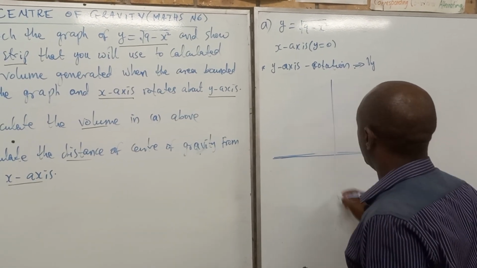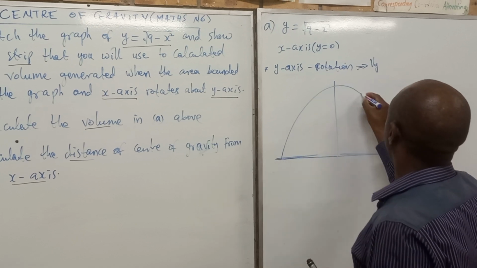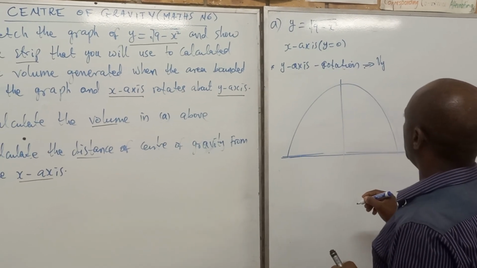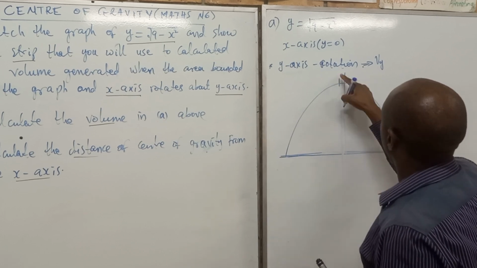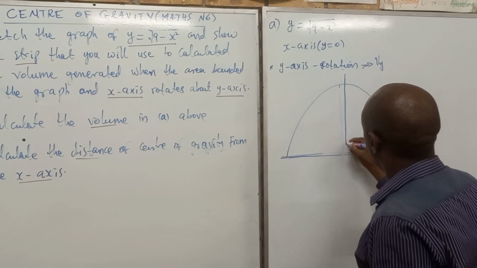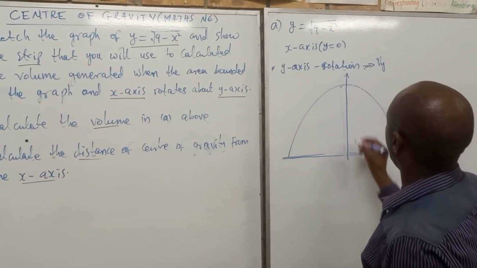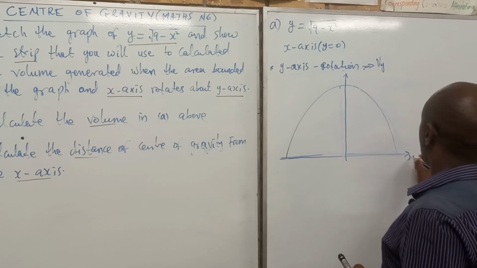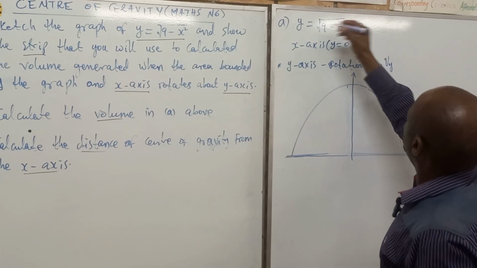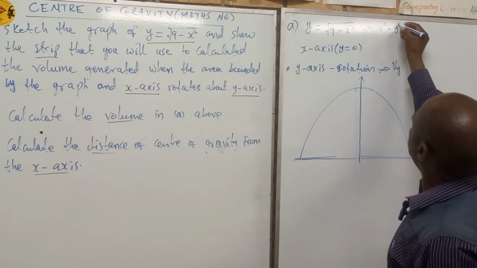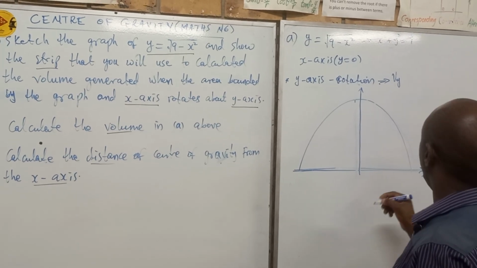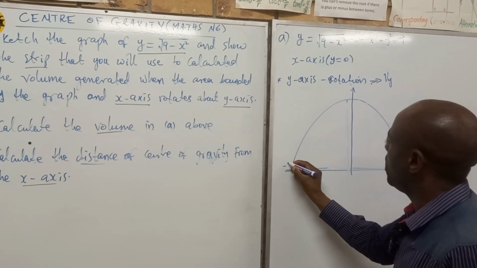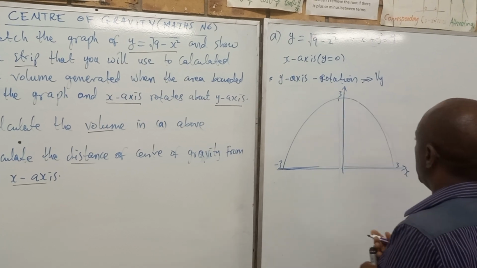So I'm trying to sketch the upper half of my circle. So it looks like that. Let me centralize the y-axis. So that is my y-axis. This is my x. So you see, if you square both sides, it tells you that it's coming from a circle. So that makes you see that the radius is 3. So this is 3, negative 3, and that is positive 3.